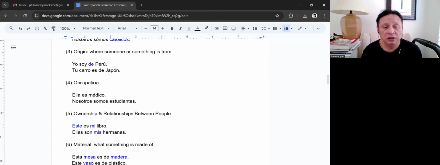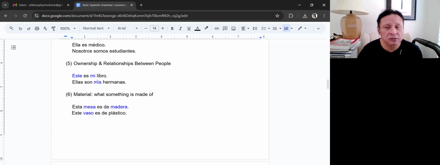Occupation, self-explanatory. Ella es médico. Here I put it without an article. She is a doctor, right? Ella es médico. Nosotros somos estudiantes. We are students. Students counts as an occupation, even though you're not technically a worker. But you are working, at least if you're a good student.